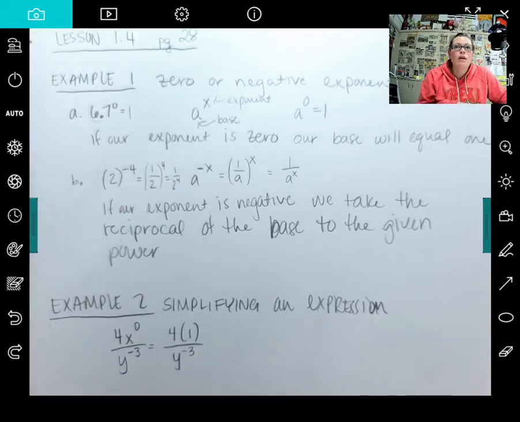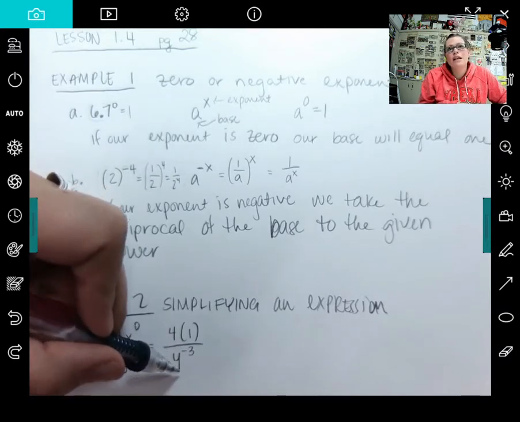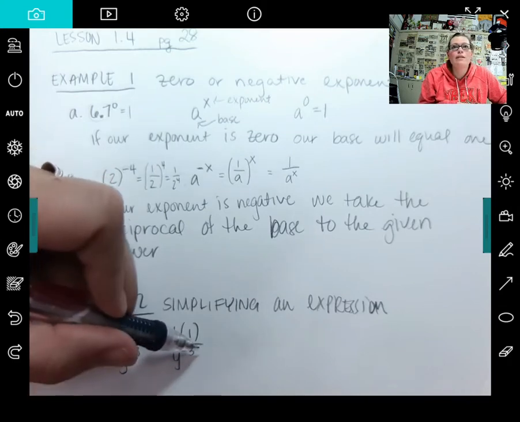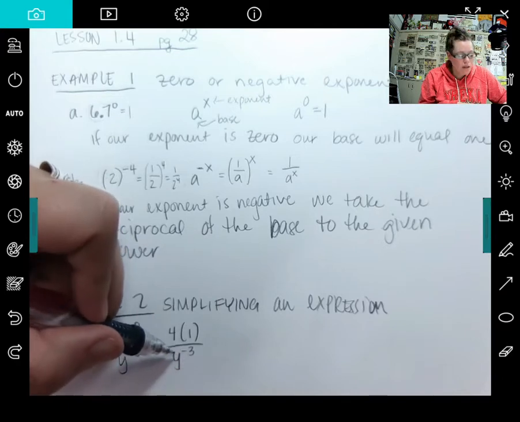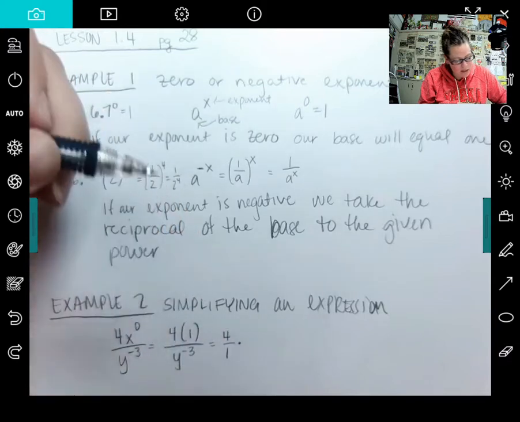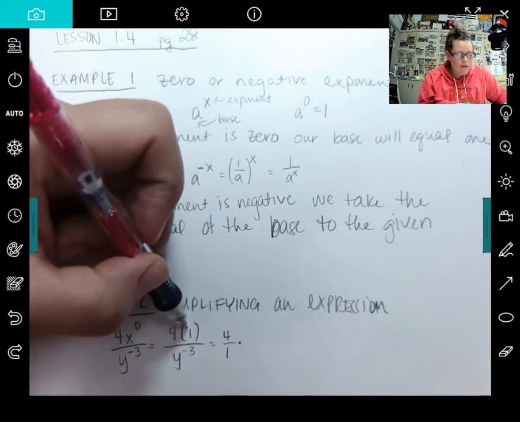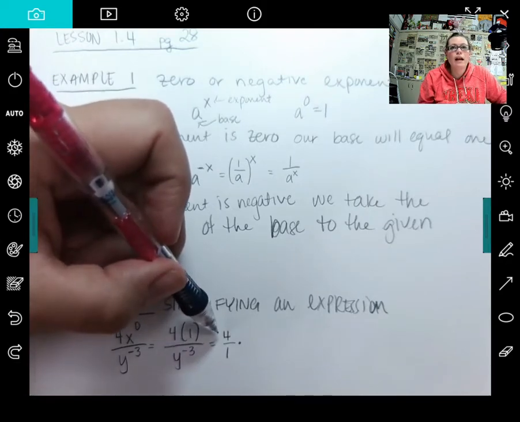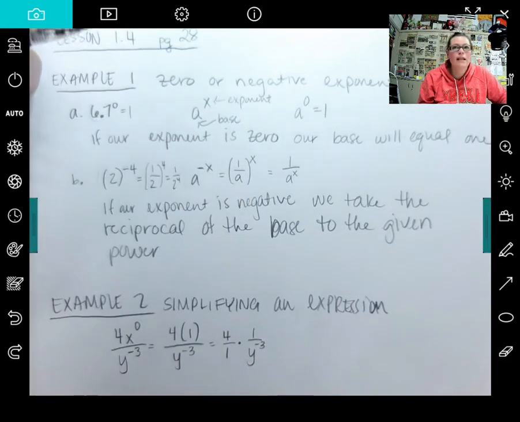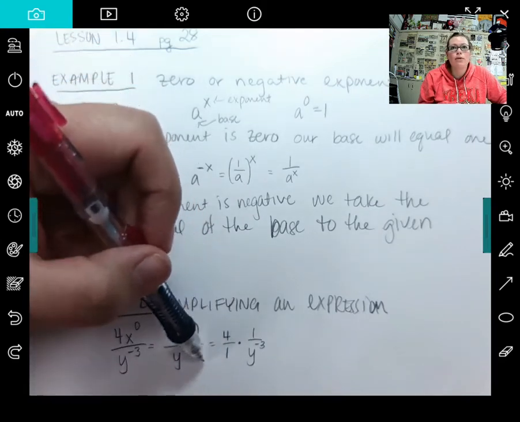Now I want to deal with having the negative in the bottom of the fraction. It doesn't mean I take the reciprocal of the whole thing. It only means I take the reciprocal of what the exponent is attached to. So it might help to split up this fraction. 4 times 1 is 4, so I'm just simplifying that to 4. We could write it as 4 over 1 times 1 over y to the negative 3. You are allowed to pull these apart because they're attached by multiplication.